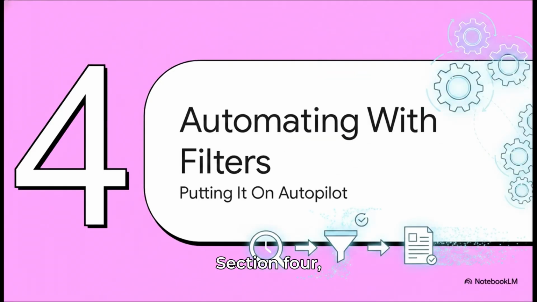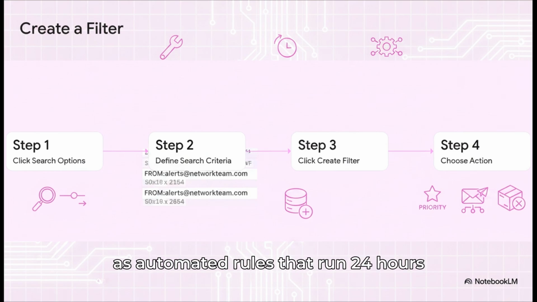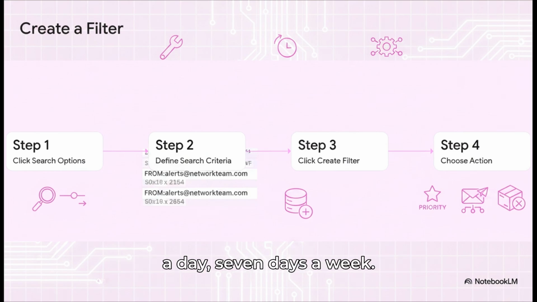Section 4. Automating with Gmail filters, putting it on autopilot. Okay, so we've mastered manual searching, but why do it manually every single time? It's time to shift gears and save these exact queries as automated rules that run 24 hours a day, 7 days a week. A filter is really just a search query that Gmail remembers and applies to new emails automatically.